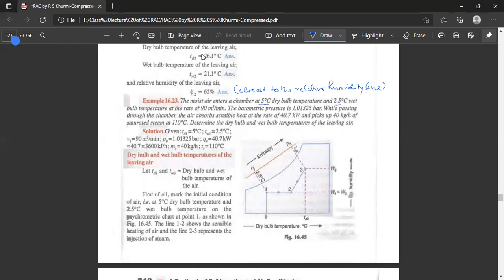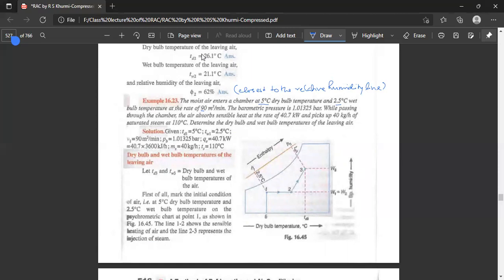Here we have a psychrometric chart, where the dry bulb temperature T1 is given as 5 degrees centigrade for the incoming air, the wet bulb temperature TW1 is 2.5 degrees centigrade, and V1 is 90 cubic meter per minute. Thus, P is equal to 1.013 bar, and QS is equal to 40.7 kilowatt.